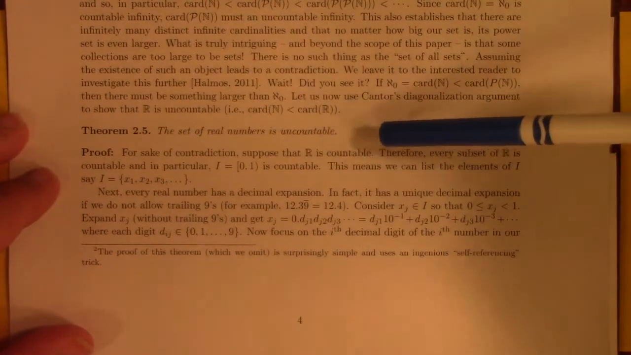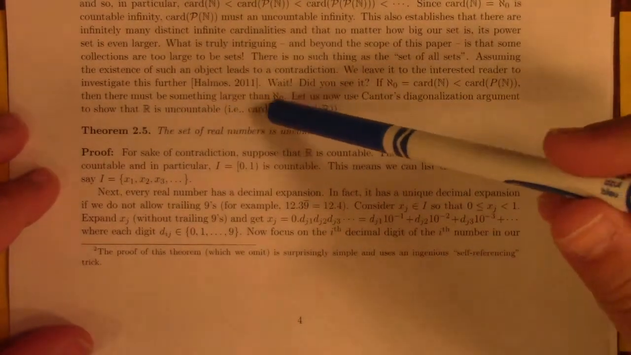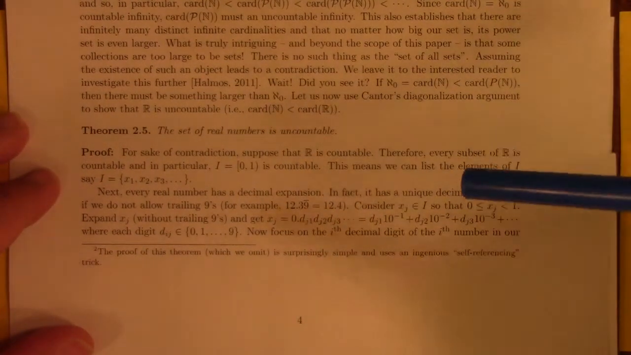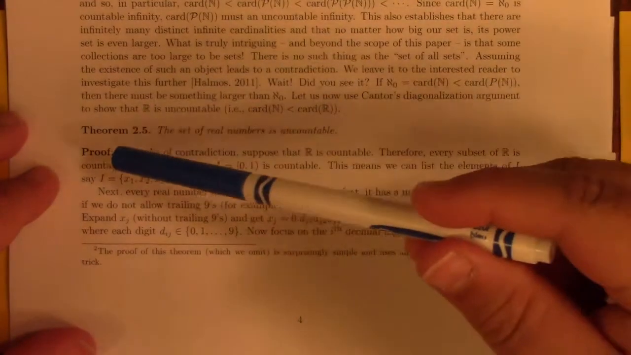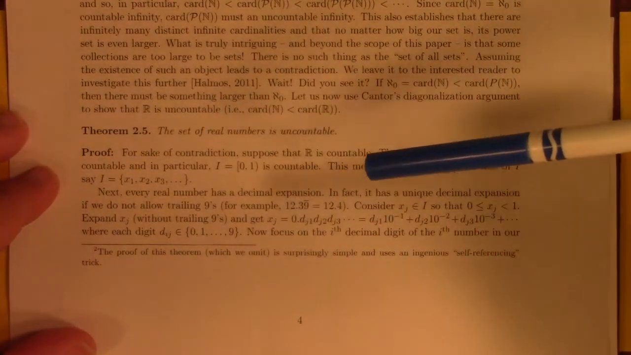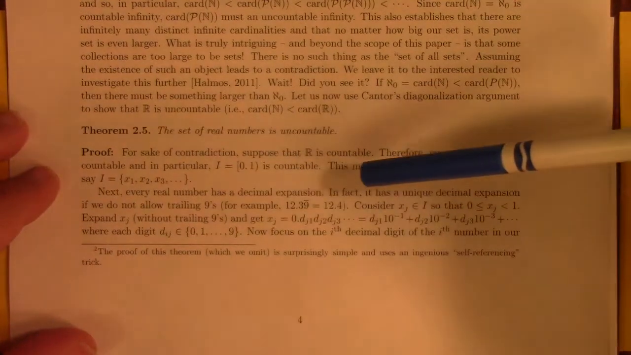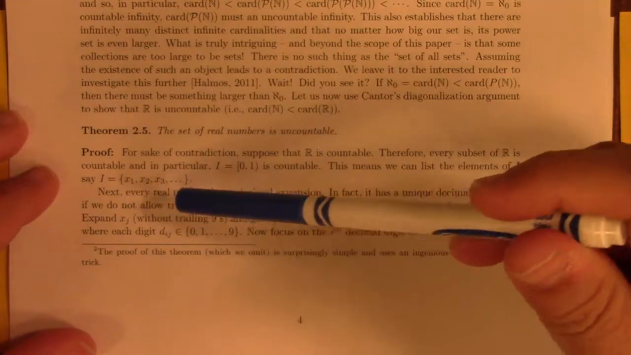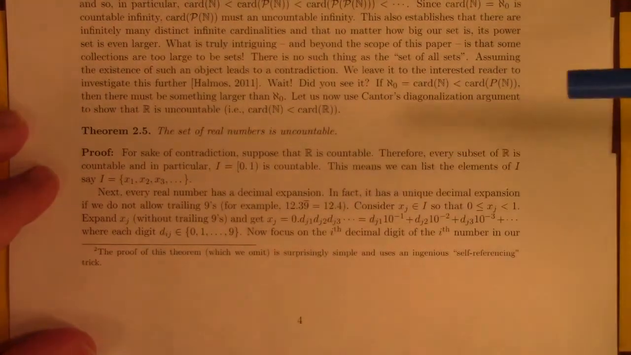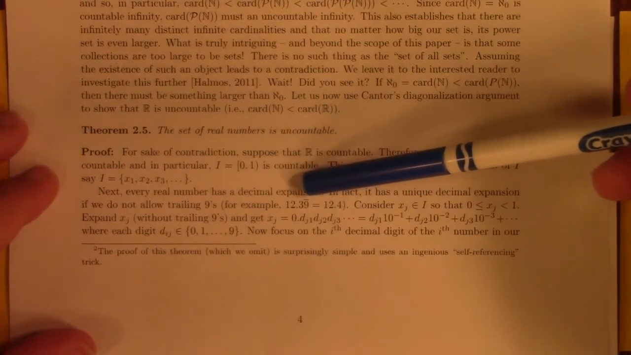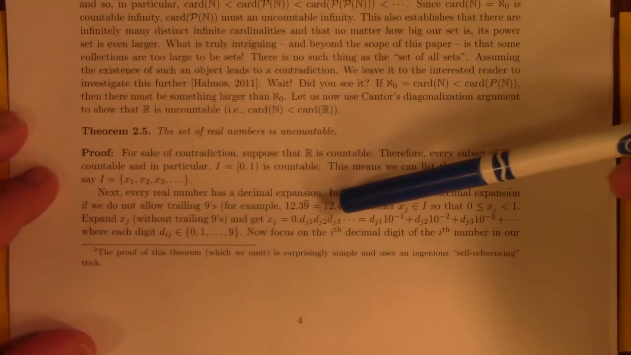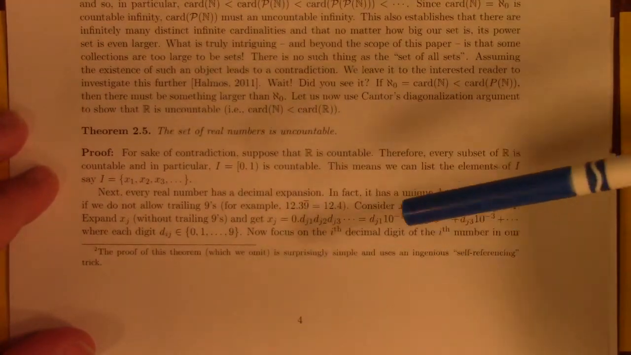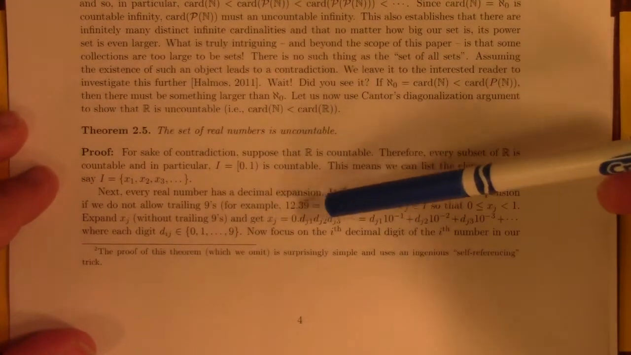He says, suppose R is countable. That means every subset is countable. In particular, this interval from 0 to 1 is countable. This means we can list the elements of I in some order, 1, 2, 3, and so forth. But every real number has a decimal expansion, right? In fact, you can give it a unique decimal expansion if you don't allow for trailing nines. So, for example, 12.3999999999999, we are just going to say is 12.4. We will not allow the trailing 9 expansion, all right? And that way we'll have a unique decimal expansion for 12.4.